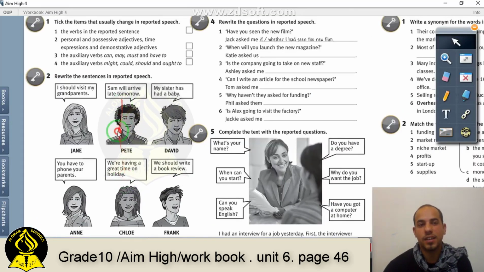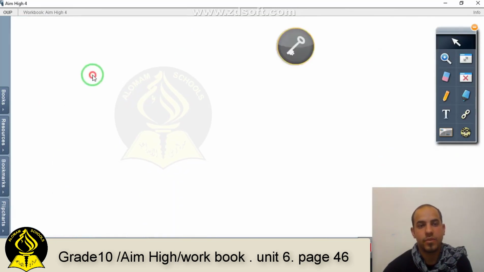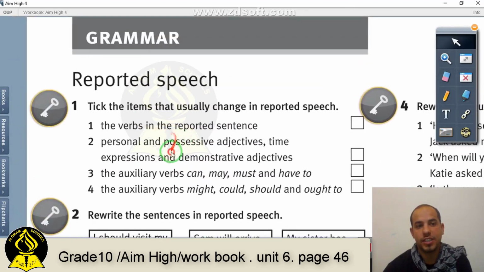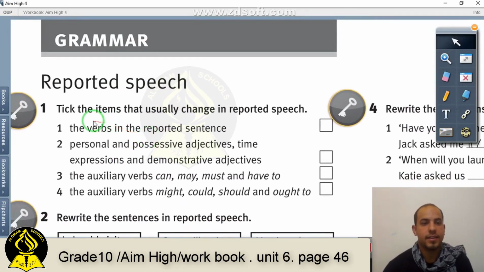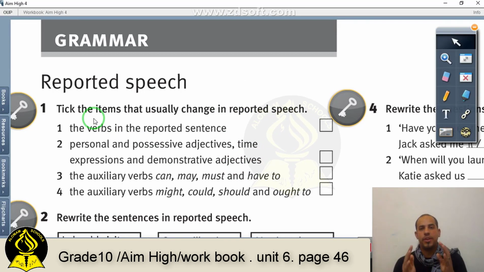The first exercise, which is exercise number 1 in the grammar field. Tick the items that usually change in reported speech. Now, I told you in the previous videos that when we report a sentence, we change, first of all, pronouns, we change verbs, and finally, we change time expressions and time and place expressions, okay?